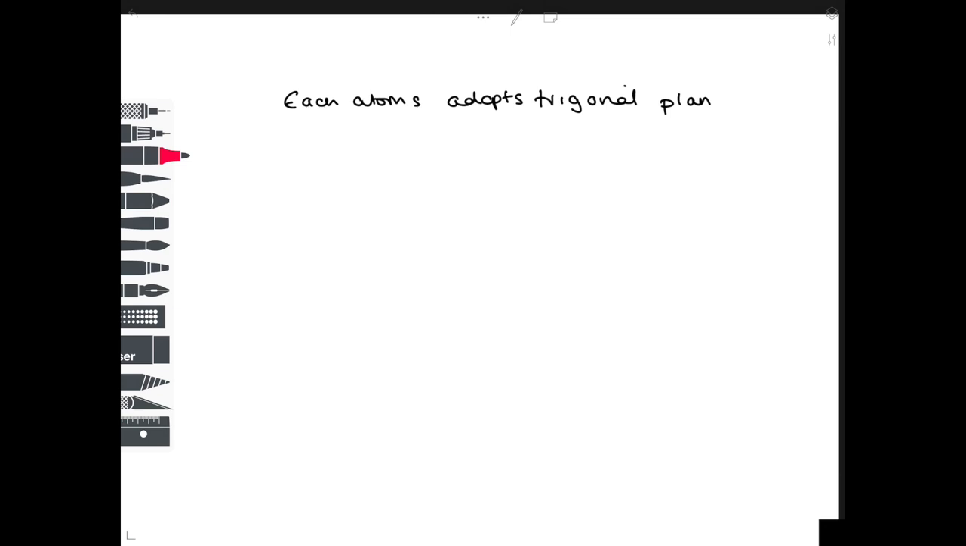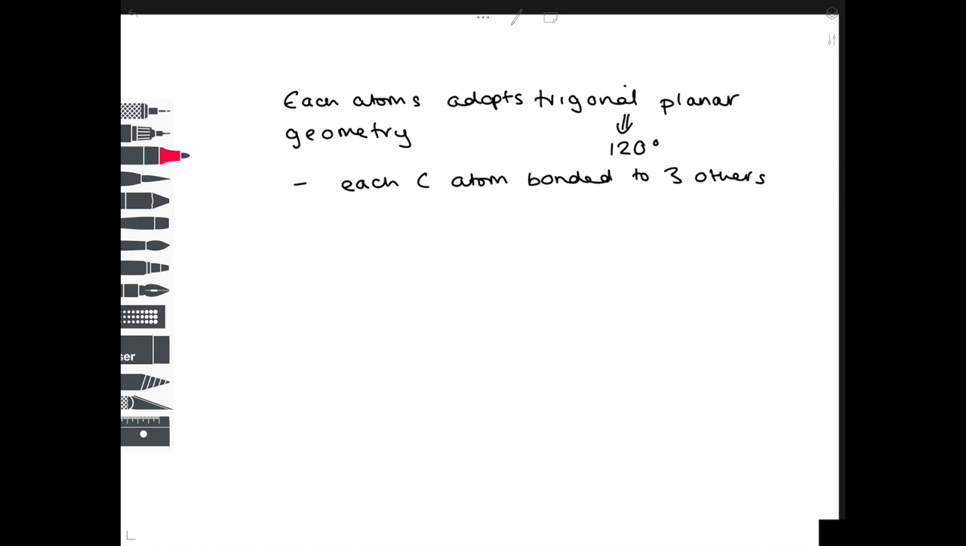So let's look more closely at the structure of graphite. Now notice that each carbon atom adopts trigonal planar geometry, and that means that each carbon atom is bonded to three others. And remember, from geometry, check out my video on drawing molecular shapes if you're not clear on this, but you need to know that trigonal planar actually produces a bond angle of 120 degrees. And because each carbon atom is bonded to three others, we say that it has a coordination number.